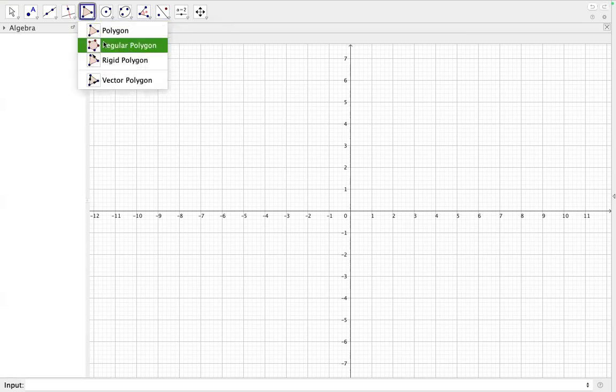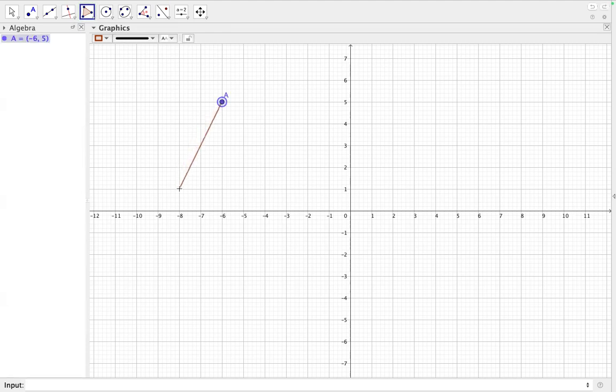Since we are proving this for a triangle, let's use our polygon tool to draw a triangle right here. It doesn't necessarily have to be a particular type of triangle. It's just random. We don't know whether this is isosceles or scalene or equilateral. But when you come to the algebra view, you can see that all the sides are different. A is 6, B is 5.66, and C is 4.47.